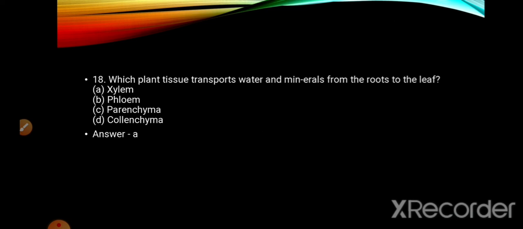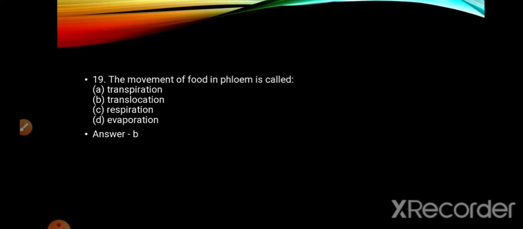Okay, that is the difference between xylem and phloem. So xylem transports water and minerals from the root to the leaf, and phloem transports food from the leaf to the roots. Okay, means top to bottom.